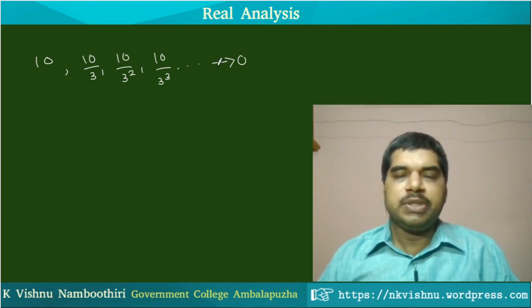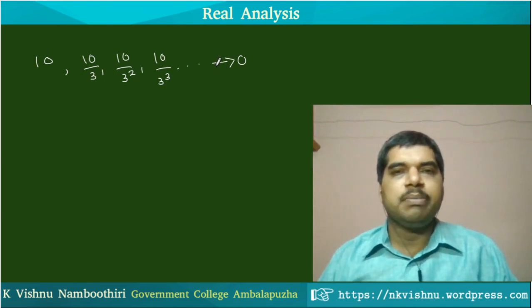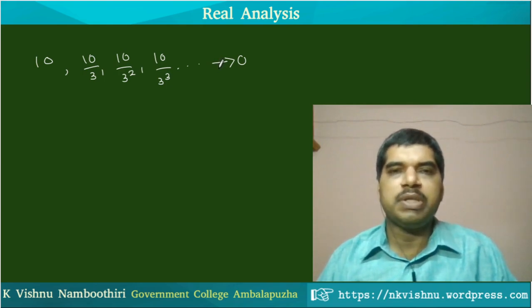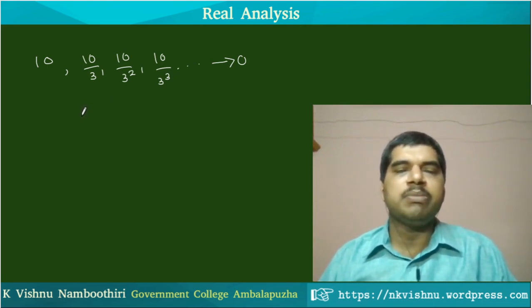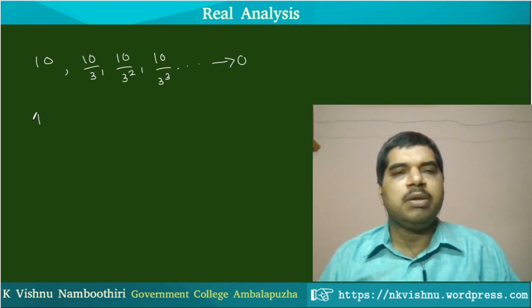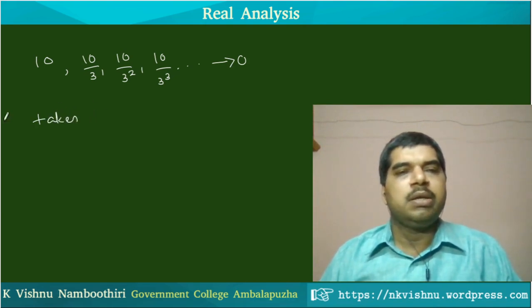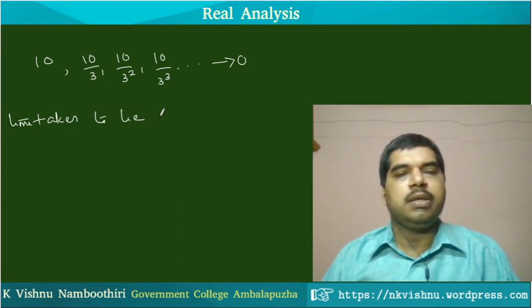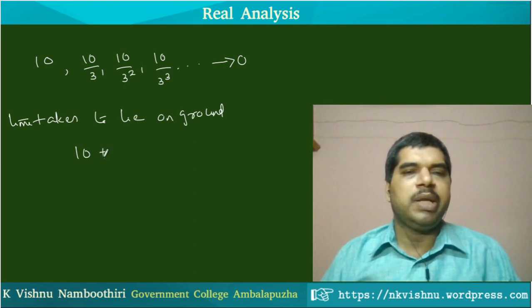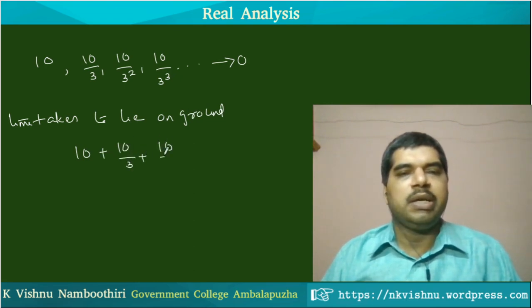Therefore the question is this: within how much time will the ball come to rest? So it will permanently lie on the ground within how much time? For finding the time taken by the ball, we need to consider all the times that it took for bouncing upward and downward, and then we have to add all these things. So the time taken to lie on the ground permanently is equal to 10 plus 10 by 3 plus 10 by 3 square plus 10 by 3 cube plus etc.